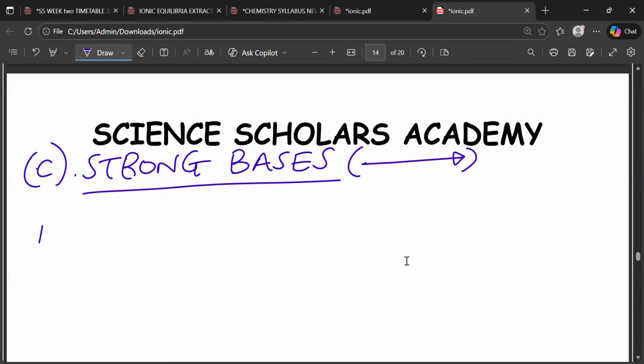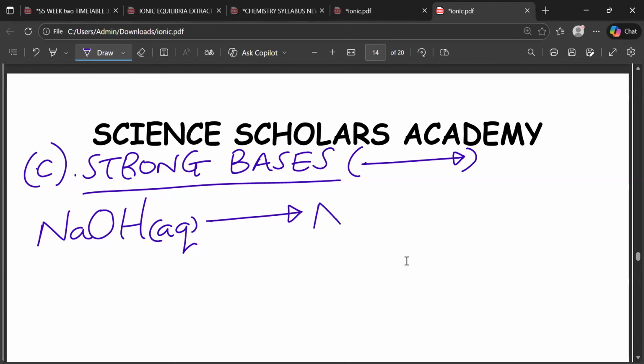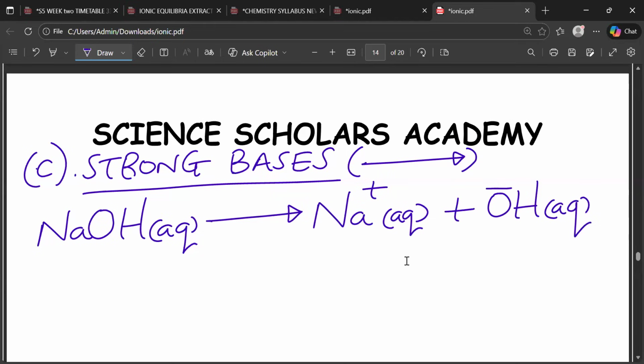So for me, I'll do the first one, which is sodium hydroxide. I even taught you this in alkyl halides. Full arrow. It will give you the sodium ions aqueous and the hydroxide ions aqueous. Like there is no alternative.